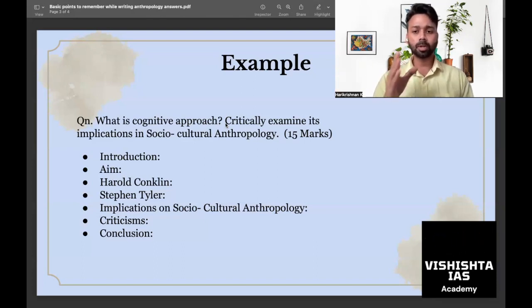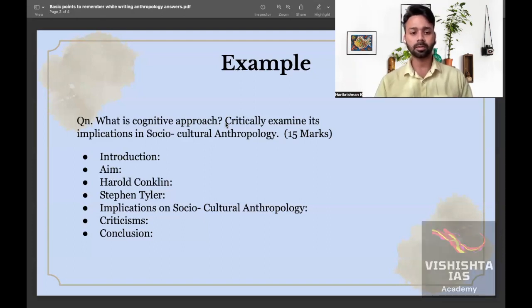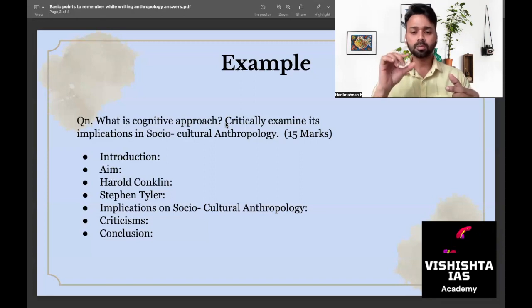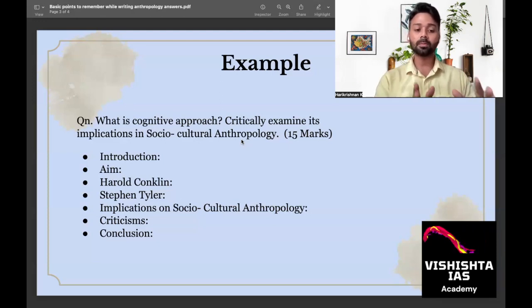That's all. Two important people are there when we talk about cognitive anthropology: Harold Conklin, Stephen Taylor. All I have to do is write very small points about their contribution, because the question is more focused on the implications in socio-cultural anthropology and their critical examination. I cannot explain a lot about Harold Conklin and Stephen Taylor here because it will consume a lot of space. So it is just one part of the question. Once I complete Harold Conklin and Stephen Taylor, one part of the question is done. 7.5 marks is done.